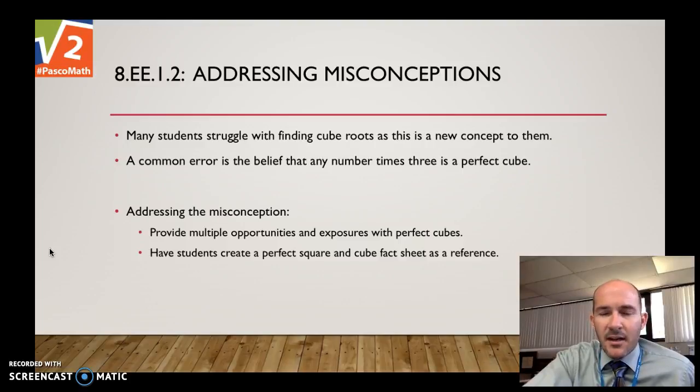So we need to reason with the students, have them write it out, expand it out. What does it actually mean to cube a number? It is to use that number as a factor 3 times. And so I would definitely have them write it out. So provide multiple opportunities and exposures of perfect cubes is one good way. And have students create a perfect square and perfect cube fact sheet just as a reference for that.